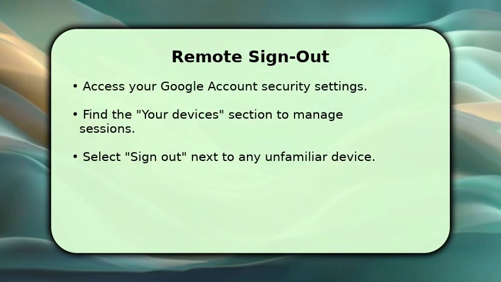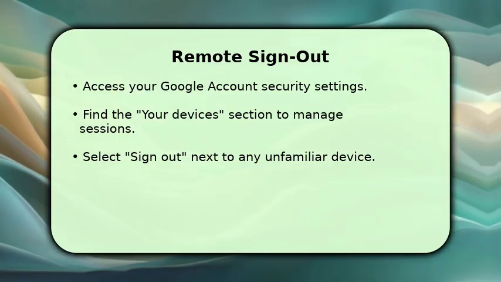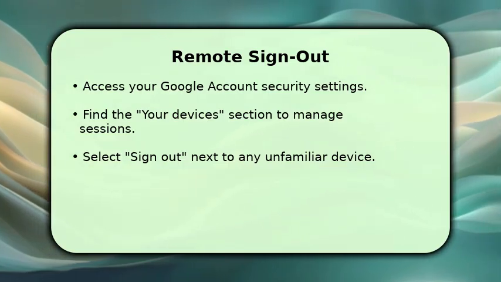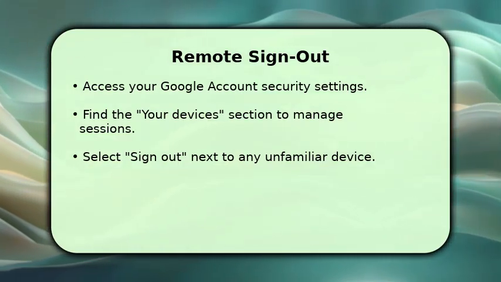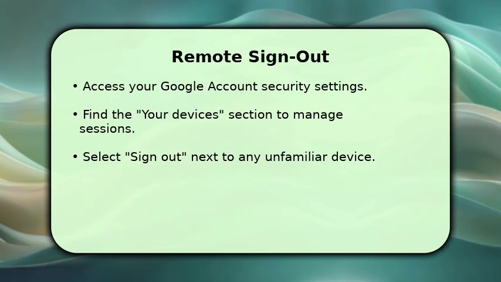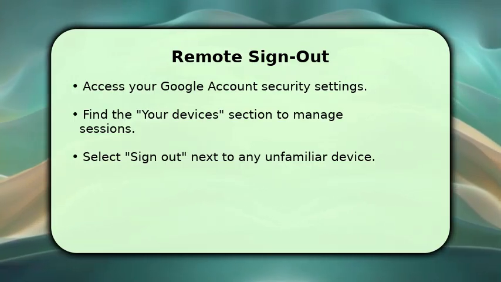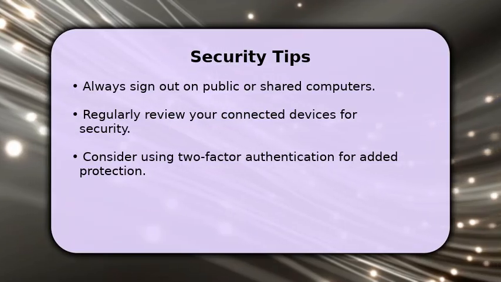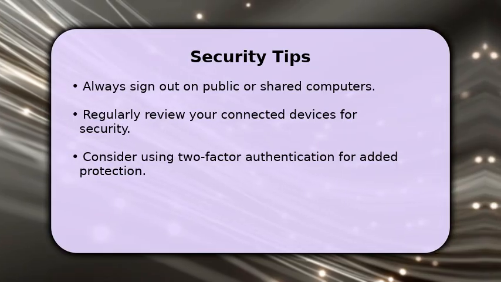If you need to sign out from a device you no longer have access to, you can do so remotely. Go to your Google account security settings. Look for the Your Devices section, which lists all devices currently signed into your Google account. Here, you can review each active session and choose to sign out from any device you wish, enhancing your account security. For optimal security, always remember to sign out of your Gmail account when using public or shared computers.